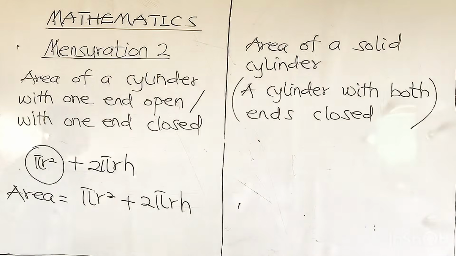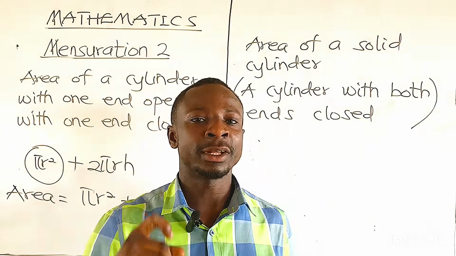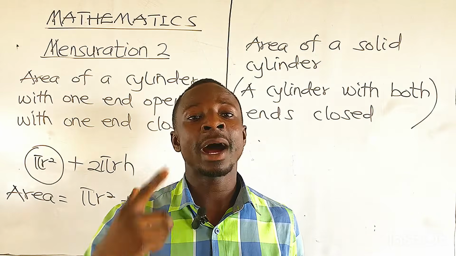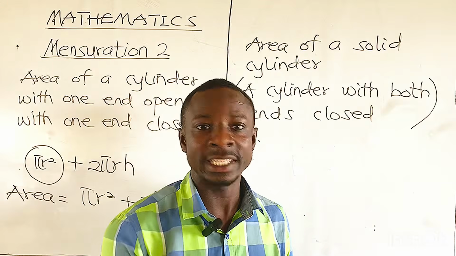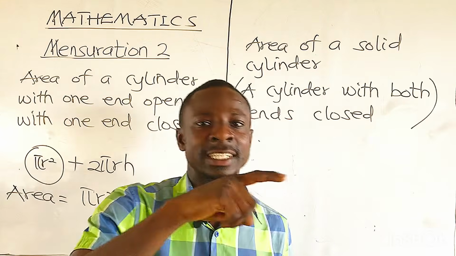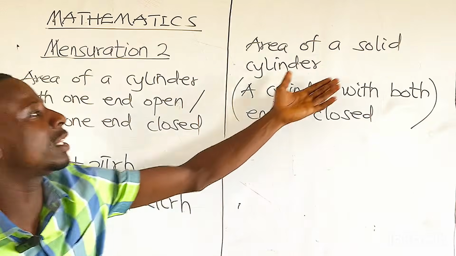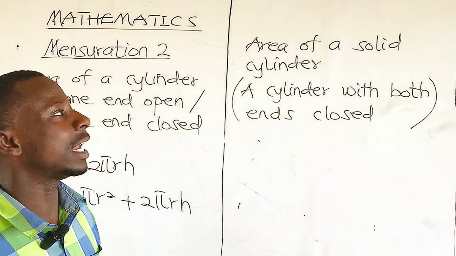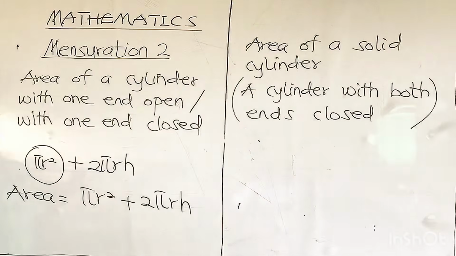Both ends closed. For example, Ideal Milk. When you buy an Ideal Milk, the tin, the top is sealed, the base is sealed. Another example can be a mackerel. You can see that the top is sealed, the base is sealed. So those cylinders, we call them solid cylinders. Now, let me take this mosquito spray as an example.